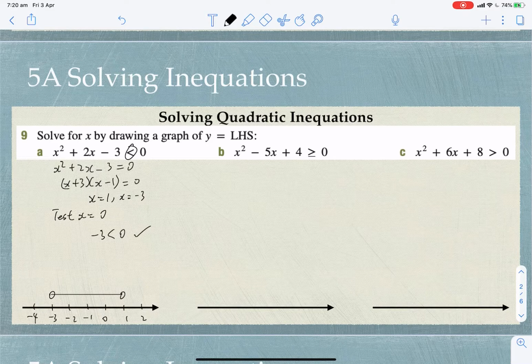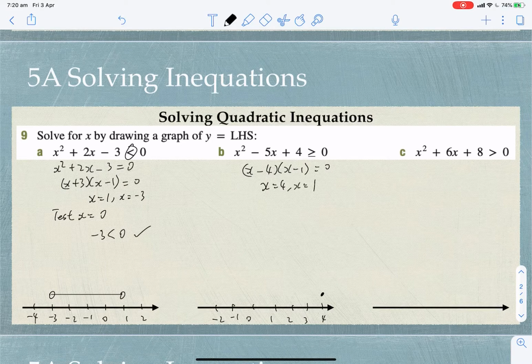So I'm just going to quickly do this. So x minus 4, x minus 1 equals 0. So you got x equals 4, x equals 1. Okay. So you got another line. So negative 2, negative 1, 0, 1, 2, 3, and 4. Okay. So it's larger than or equal to, so we use a solid dot.